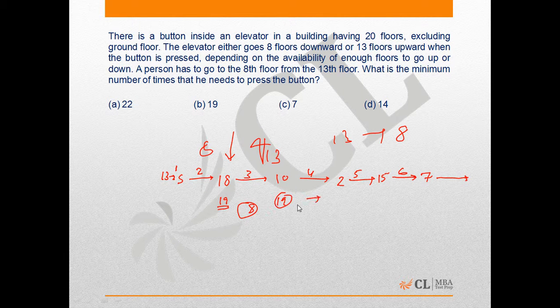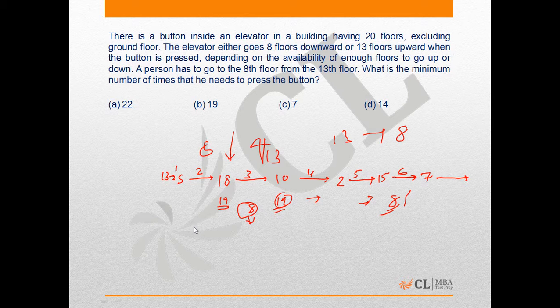Here the word minimum is used because if you keep doing it in the same fashion there will be some other instances as well when the person will end up at the 8th floor. So when it is pressed the 19th time, this would be the first instance when the person would end up at the 8th floor. So this is the way we have to proceed for solving this question, which is rather time consuming but not difficult.